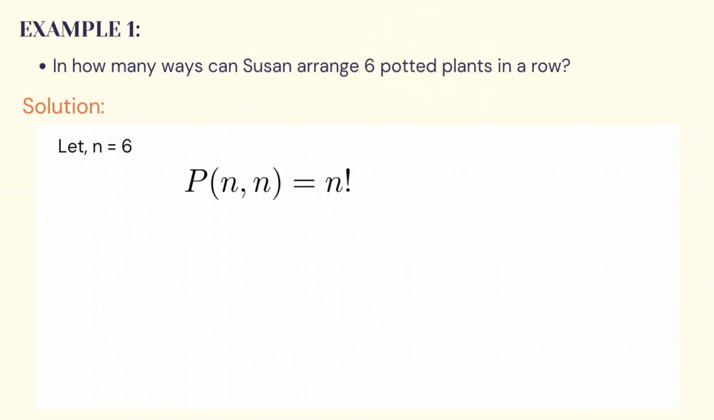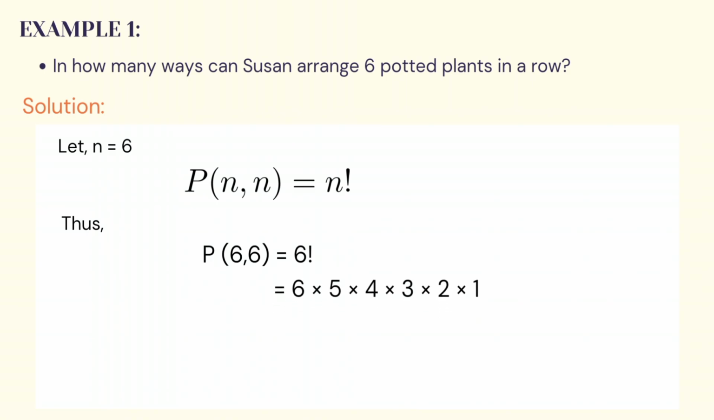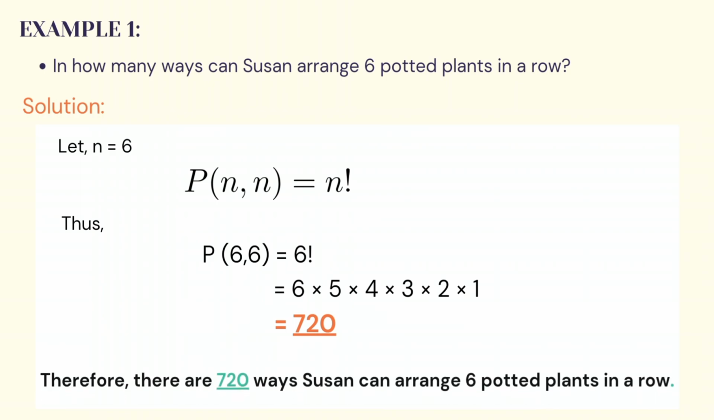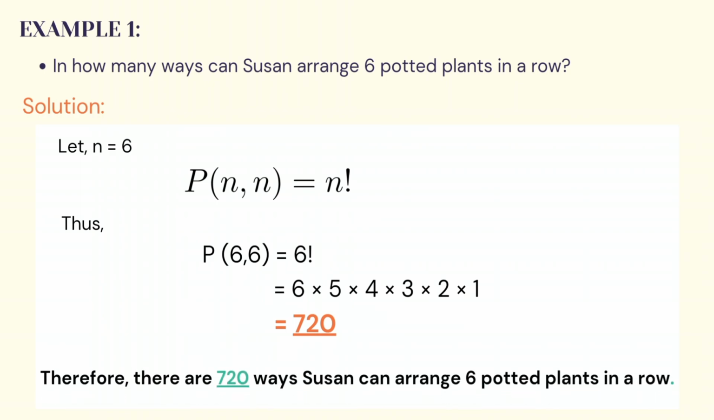Apply the formula P equals n factorial. By substitution, substitute the variable n with 6. We will have P equals 6 factorial. Then, expand or take the factorial of 6. 6 times 5 times 4 times 3 times 2 times 1 is equal to 720. Therefore, there are 720 ways Susan can arrange 6 potted plants in a row.